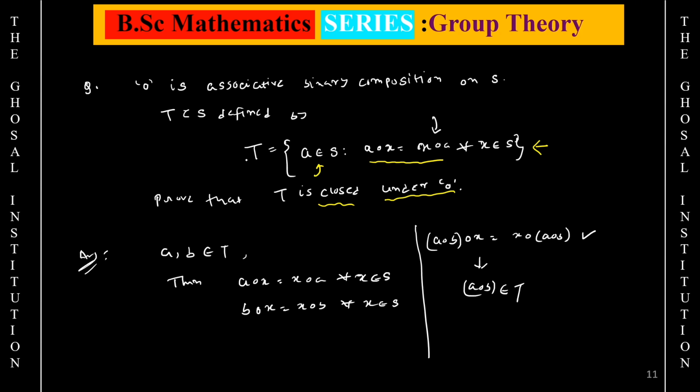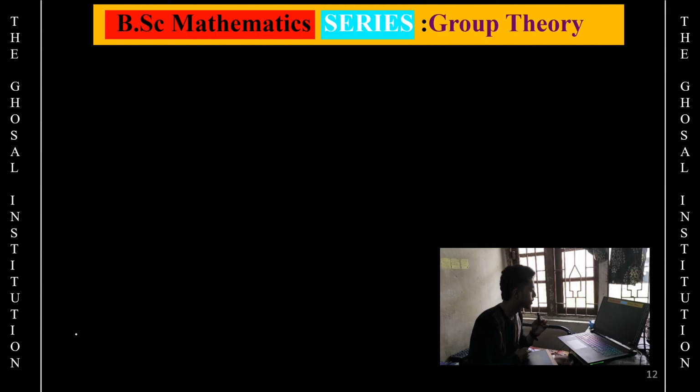Like A is in T because A commutes with every other element. So A compose B will be in T if you can show that (A compose B) compose X and X compose (A compose B) will be the same for all X in S. You have to prove this.